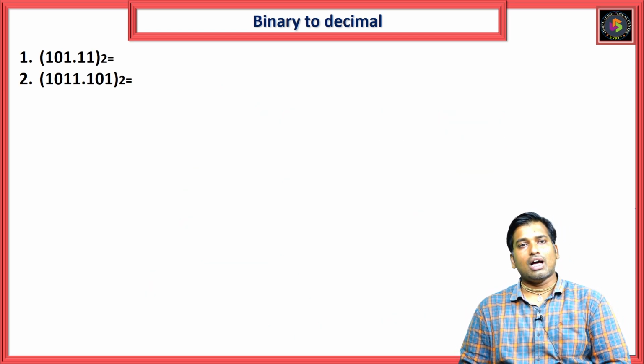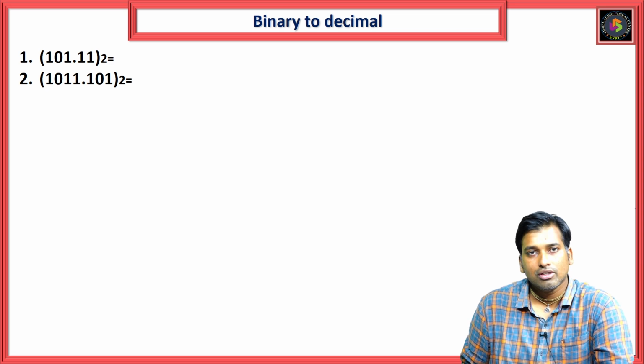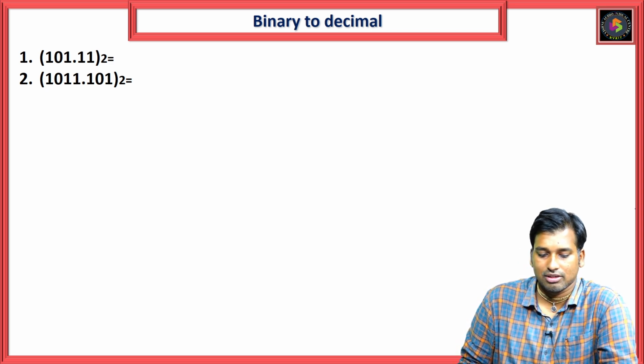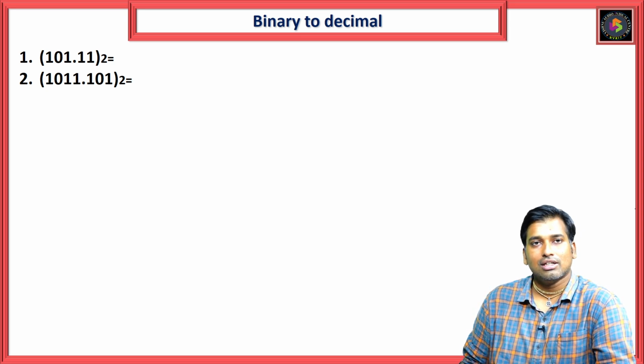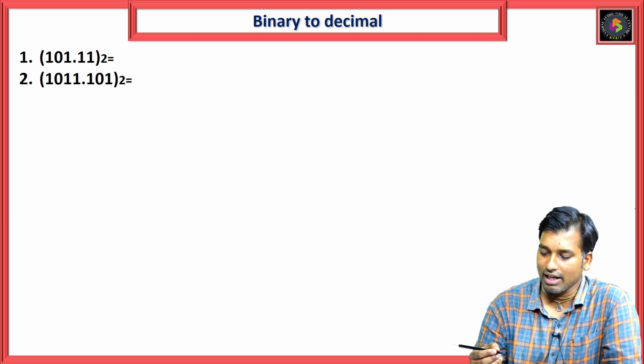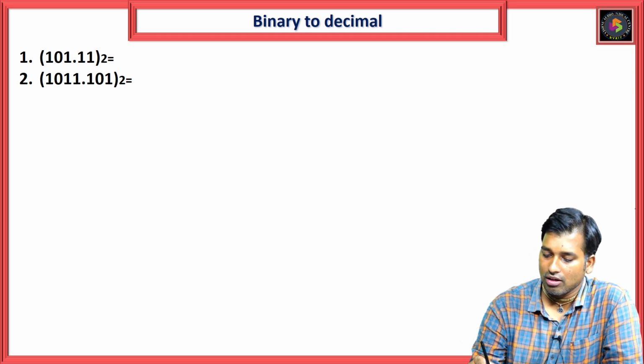And the other way around, what is the other way around? We have to convert from the other number system to decimal number system. So there is a procedure for this. Let us understand how to convert any number system to a decimal number system. Let us take an example.